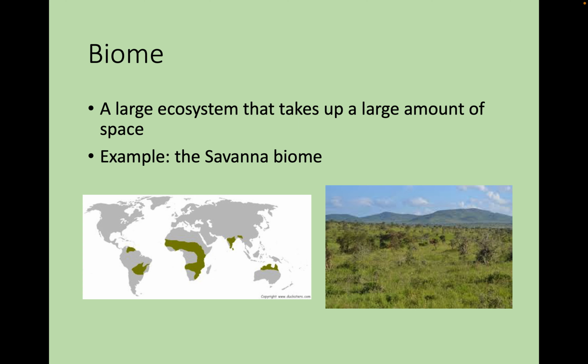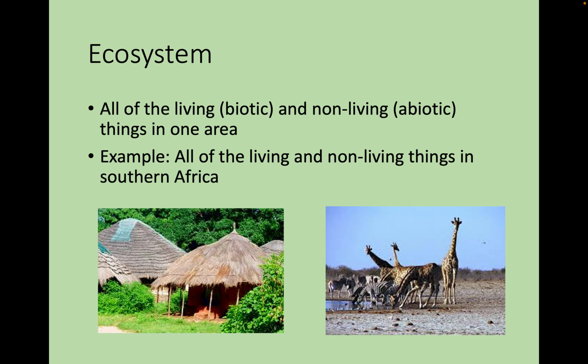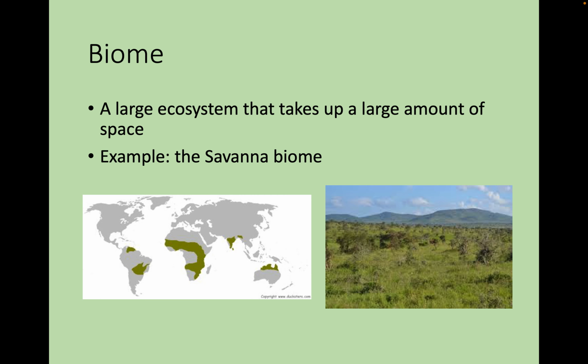A biome is a very large area. So ecosystems, these are smaller, in one specific area. Biomes are big areas. So for example, if I said rainforest, that's a biome. If I said specifically the rainforest in Brazil, that would be an ecosystem. If I just say savanna, that's a biome. If I said savanna in southern Africa, that would be an ecosystem. So they're similar, just biomes are bigger. It's a bigger area, and they're found throughout the world, not just in one spot. By the way, the biome that we live in here in Pennsylvania is called the temperate deciduous biome.